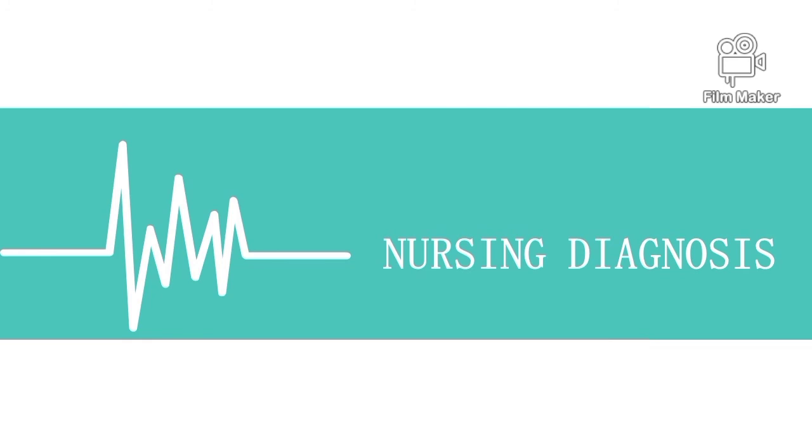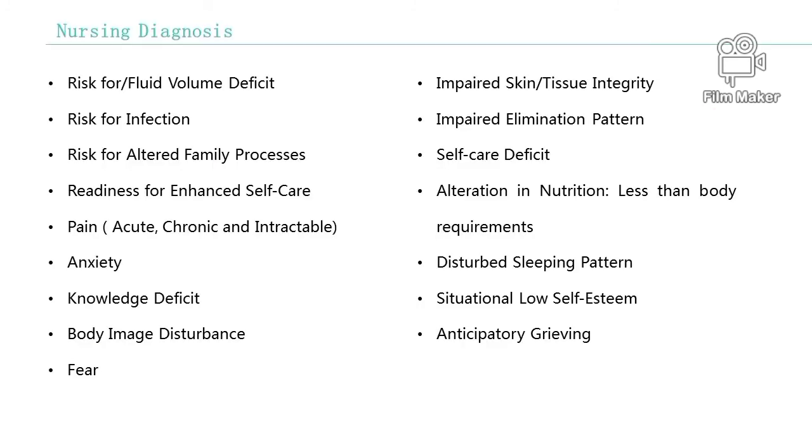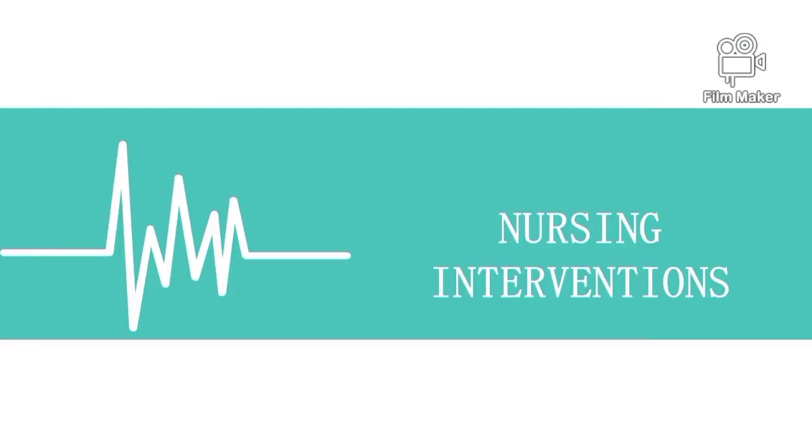So these are the possible nursing diagnoses: risk for fluid volume deficit, risk for infection, risk for altered family process, readiness for enhanced self-care, pain, anxiety, knowledge deficit, body image disturbance, fear, impaired skin or tissue integrity, impaired elimination pattern, self-care deficit, alteration in nutrition less than body requirements, disturbed sleeping pattern, situational low self-esteem, and anticipatory grieving. Listed here also are the possible nursing interventions.